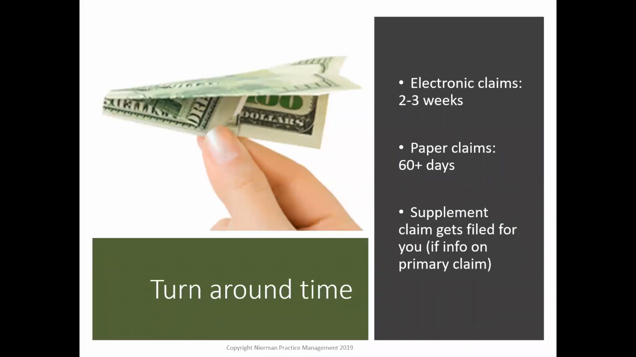Now, what's the turnaround time for Medicare? Well, electronic claims are very similar to commercial carriers, about 2 or 3 weeks. Paper claims are going to take a little longer, 60 plus days. One piece of good news is that Medicare will bill a supplement for you. If you put the supplemental info on the primary claim, they'll take care of the billing of the supplemental.